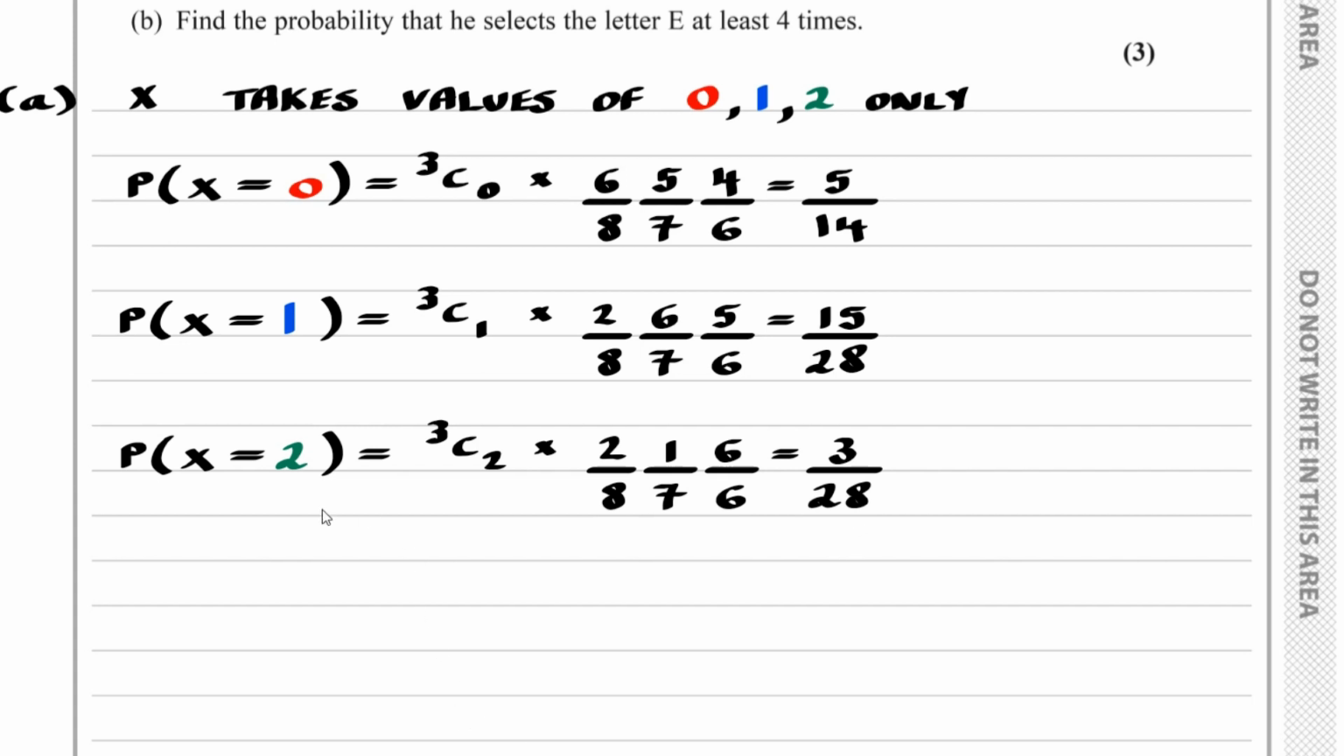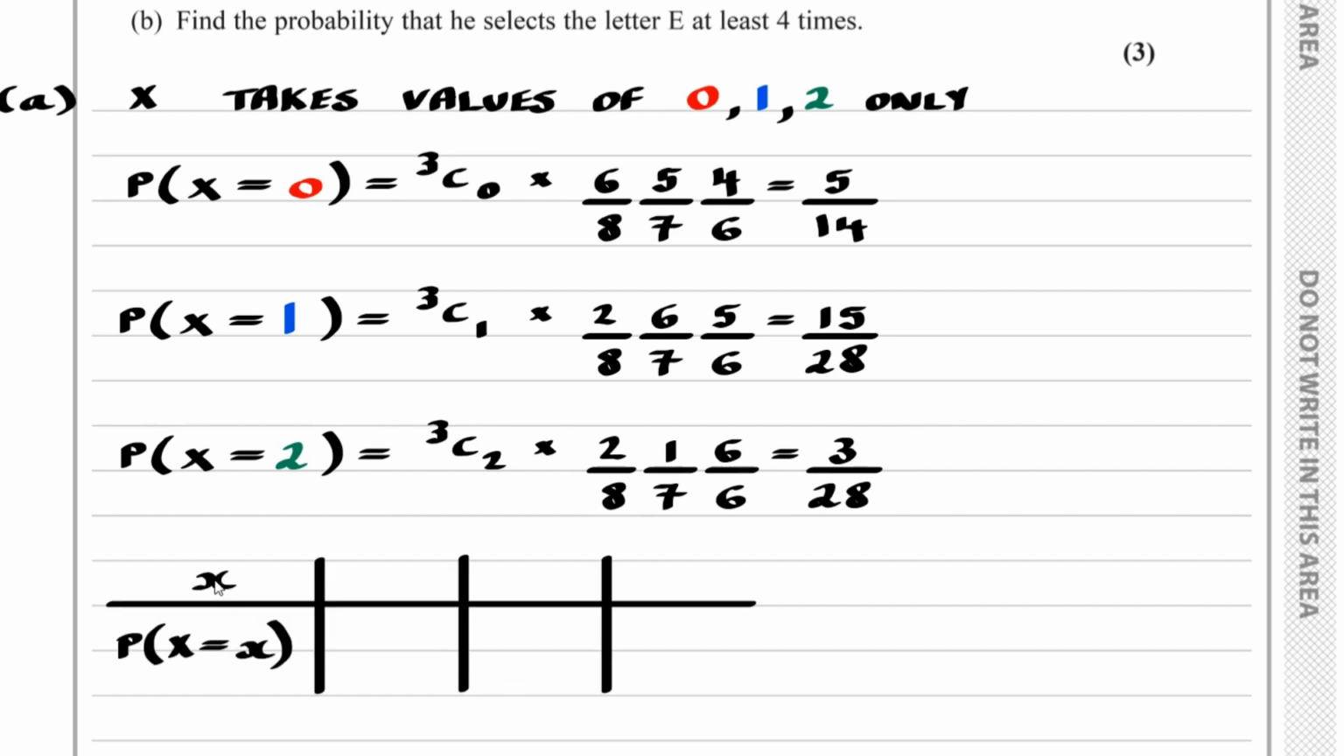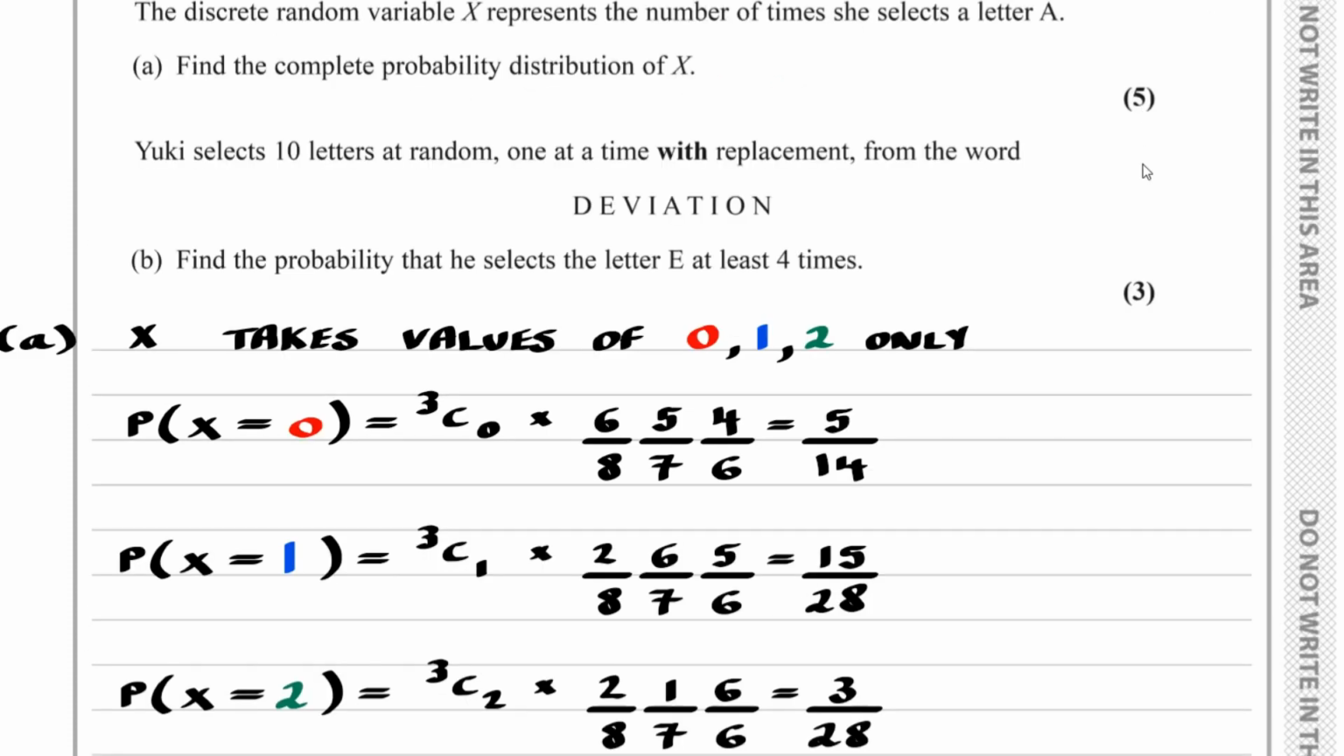So if I construct my probability distribution, well, here's the table. X can take the value of 0, and when X is 0, the probability is 5 over 14, or X can take the value of 1. The probability when X is equal to 1 is 15 over 28, or X can be 2, and the probability when X is equal to 2 is 3 over 28. Here is the complete probability distribution diagram.